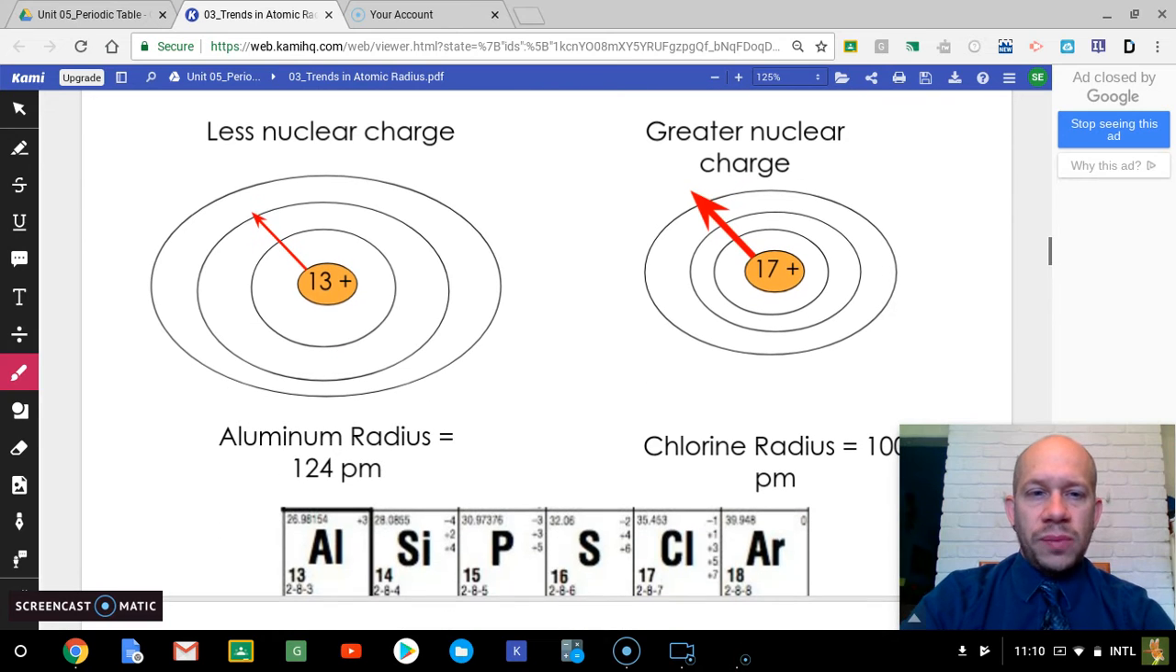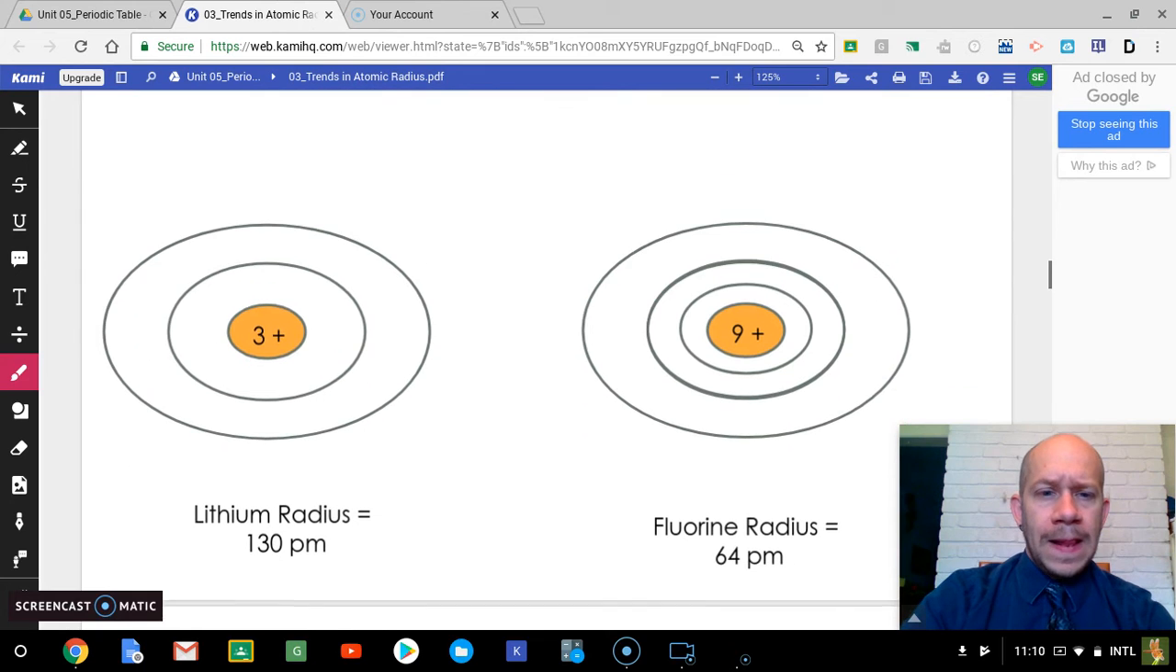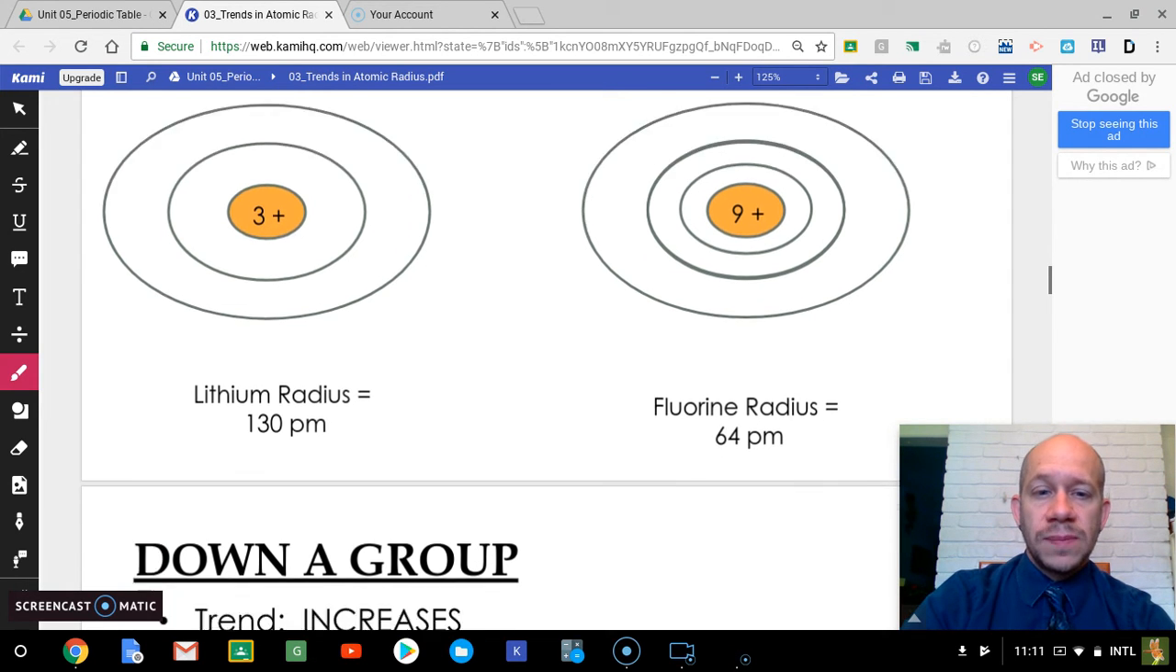So here's a visual representation. The atomic radius of aluminum is 124 picometers. There are 13 positive protons and 3 electron shells. Chlorine's radius is 100 picometers, which is smaller than 124 because there are more protons in the nucleus, however the same number of electron shells, so they get pulled in tighter. We can also compare lithium and fluorine with the same rationale. 3 has less pull than 9 on those negative electrons.